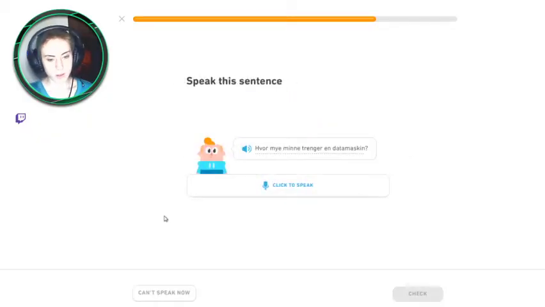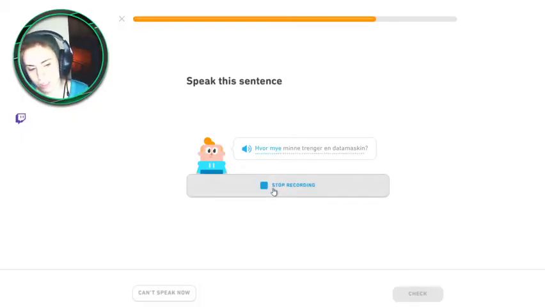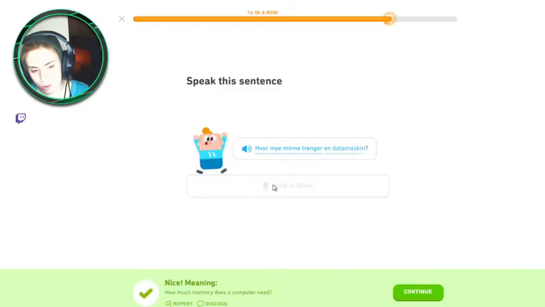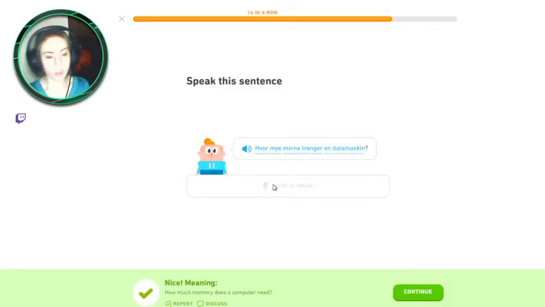Hvor mye minne trenger en datamaskin? How much memory does a computer need? Okay. Very, like, ooh, very high tech, but that's not really that high tech. It's a pretty simple question. I just suck at computer stuff.